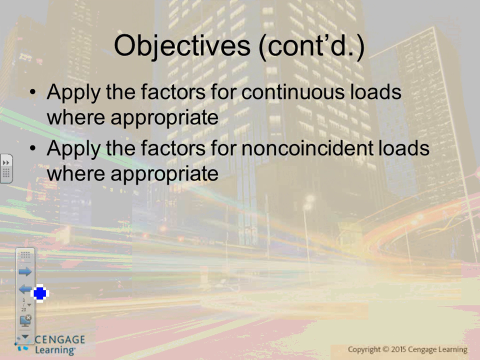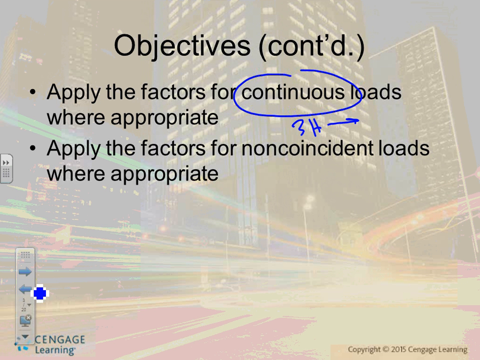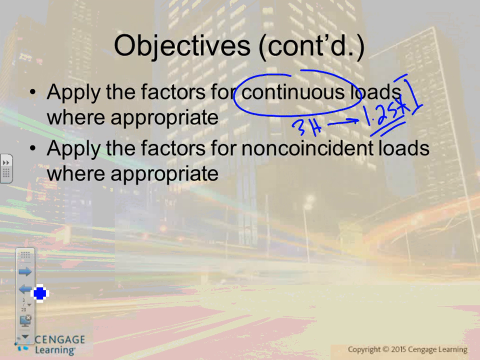What did we say about continuous load? Three hours or more. And what do you do to the load if it's continuous? Immediately from the get-go, you multiply it by 1.25. Why? Safety. That's all. Continuous load.